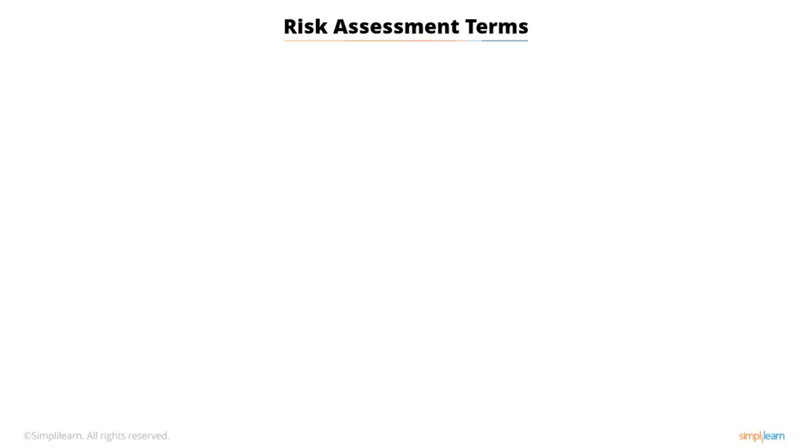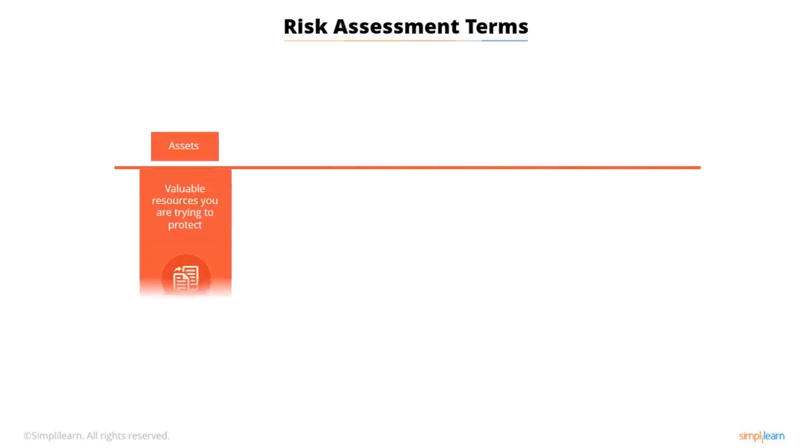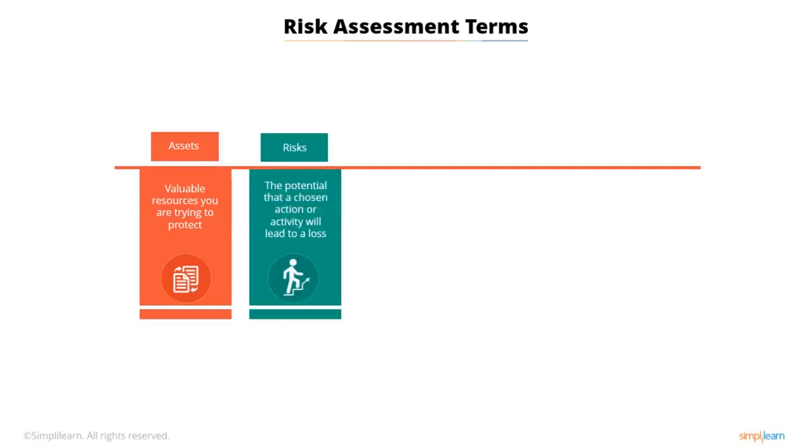There are some basic risk assessment terms, and these are borrowed from business continuity and disaster recovery planning, that you need to be familiar with. Assets are the resources you're trying to protect. Now, your natural inclination may be to think about servers, and those are certainly assets. But I think if you'll reflect on this for a moment, you'll agree that in most cases, the data on the server is worth a lot more than the server itself. Risk, and this is yet another definition that may seem to be worded differently, but means essentially the same that we've seen so far. It's the potential that a chosen action or activity will lead to a loss.